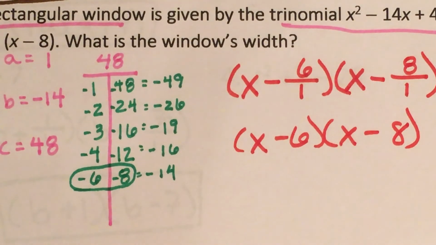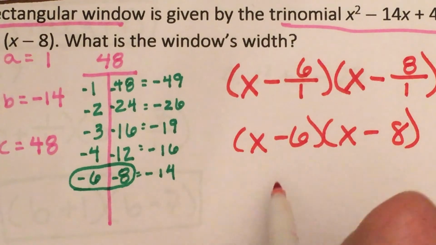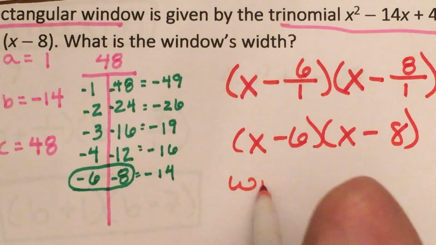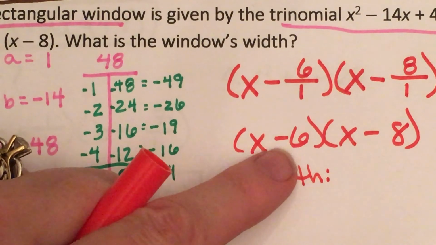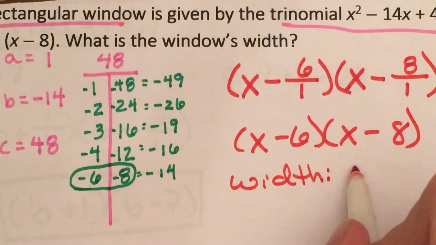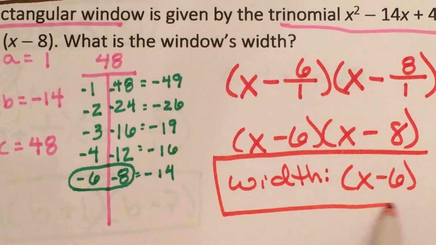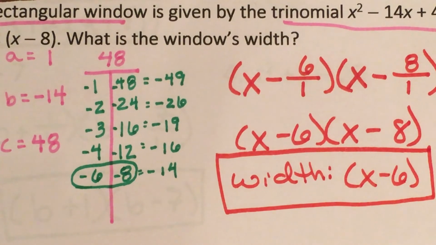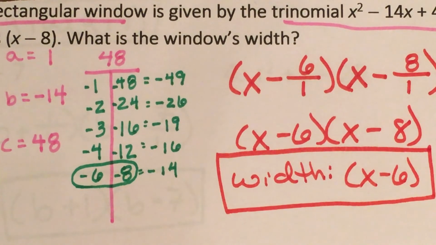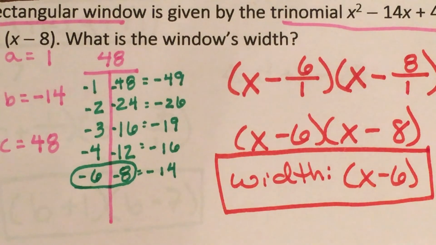Isn't that awesome? It feels so good to know that you have done things right. So that means the width has to be this other binomial of x minus 6. And we're done. Hooray. Okay, so you need to now do number 10. And if you need any help, let me know.